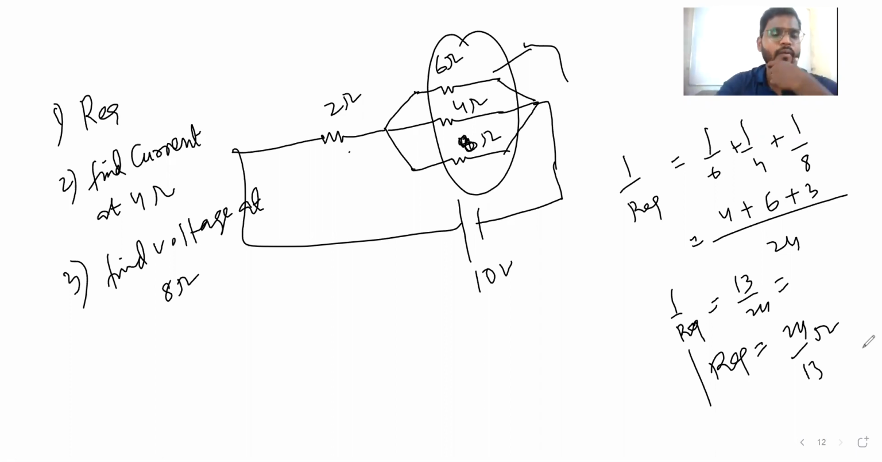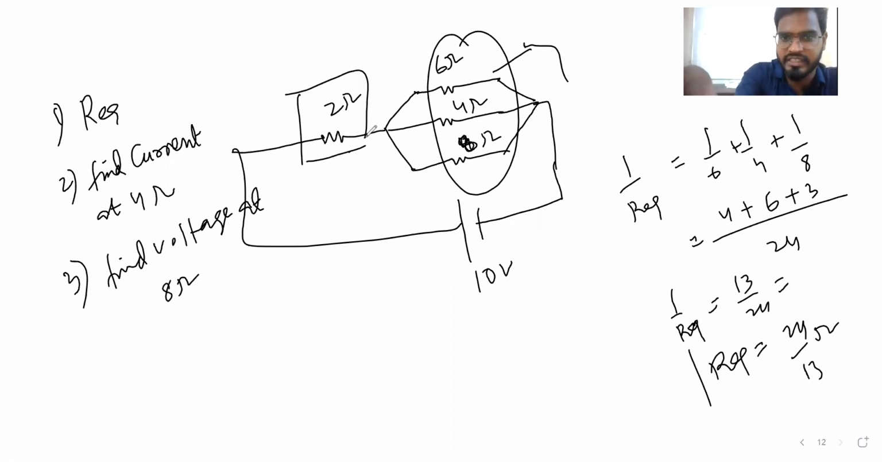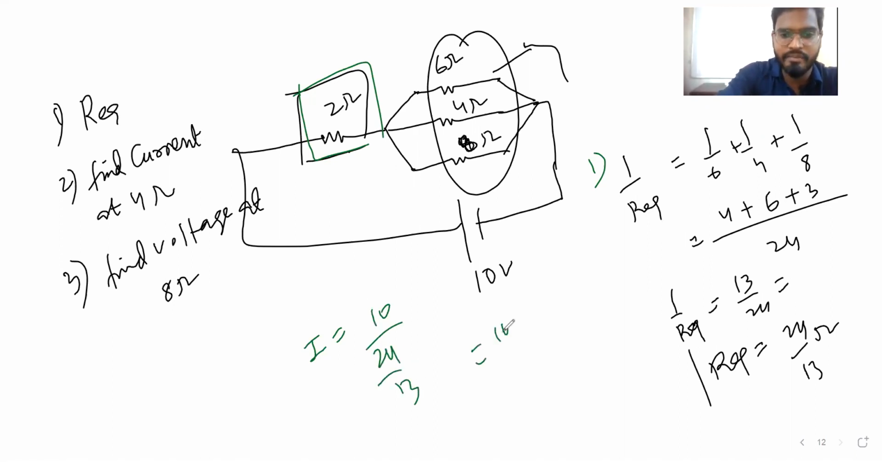So guys, what we learned is that we first have to find the current, to know till here how much voltage is used. If you found that, then it is no problem at all. First we'll have to find I. R equivalent, so I is equal to V by R. V is 10, R is 24 by 13. So 10 by 24 into 13, so 130 by 24.